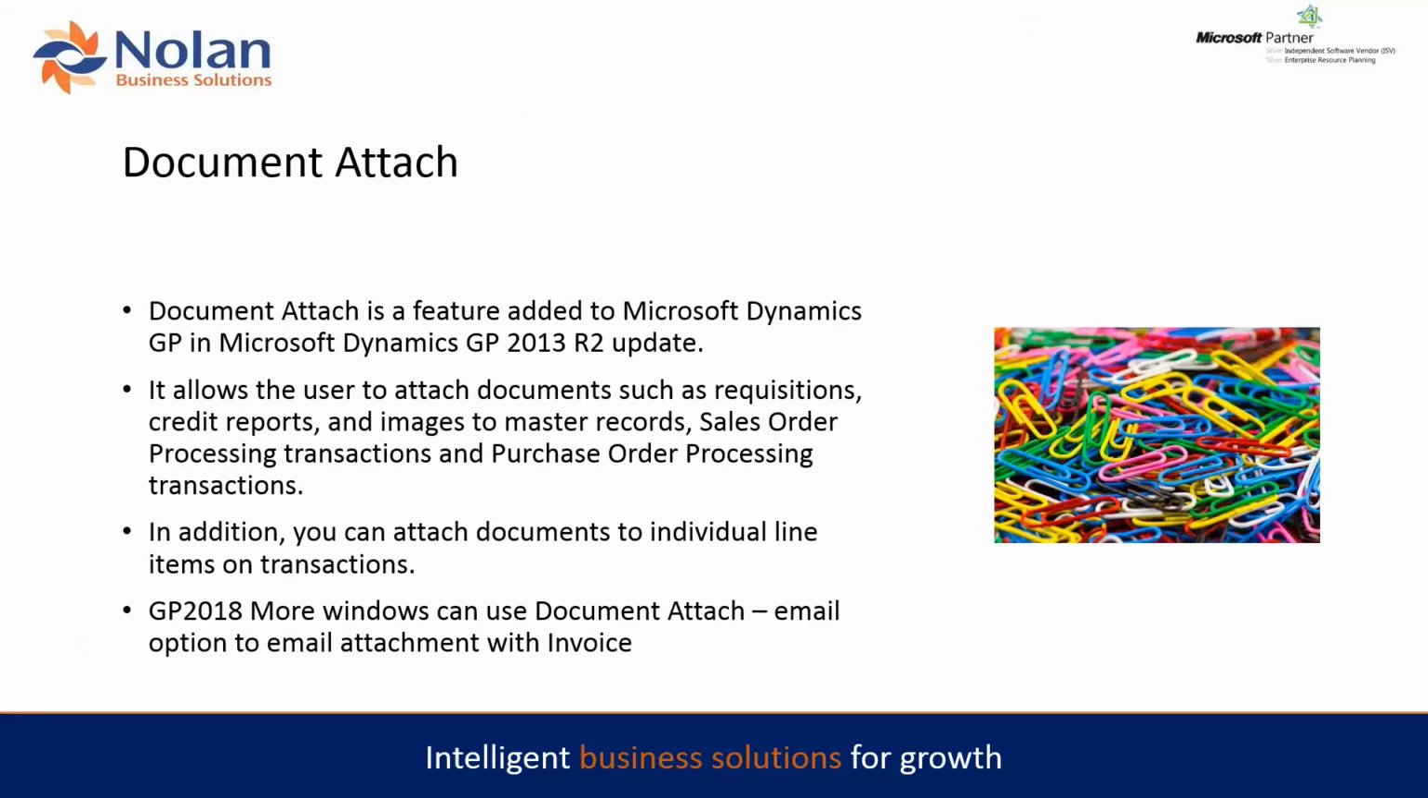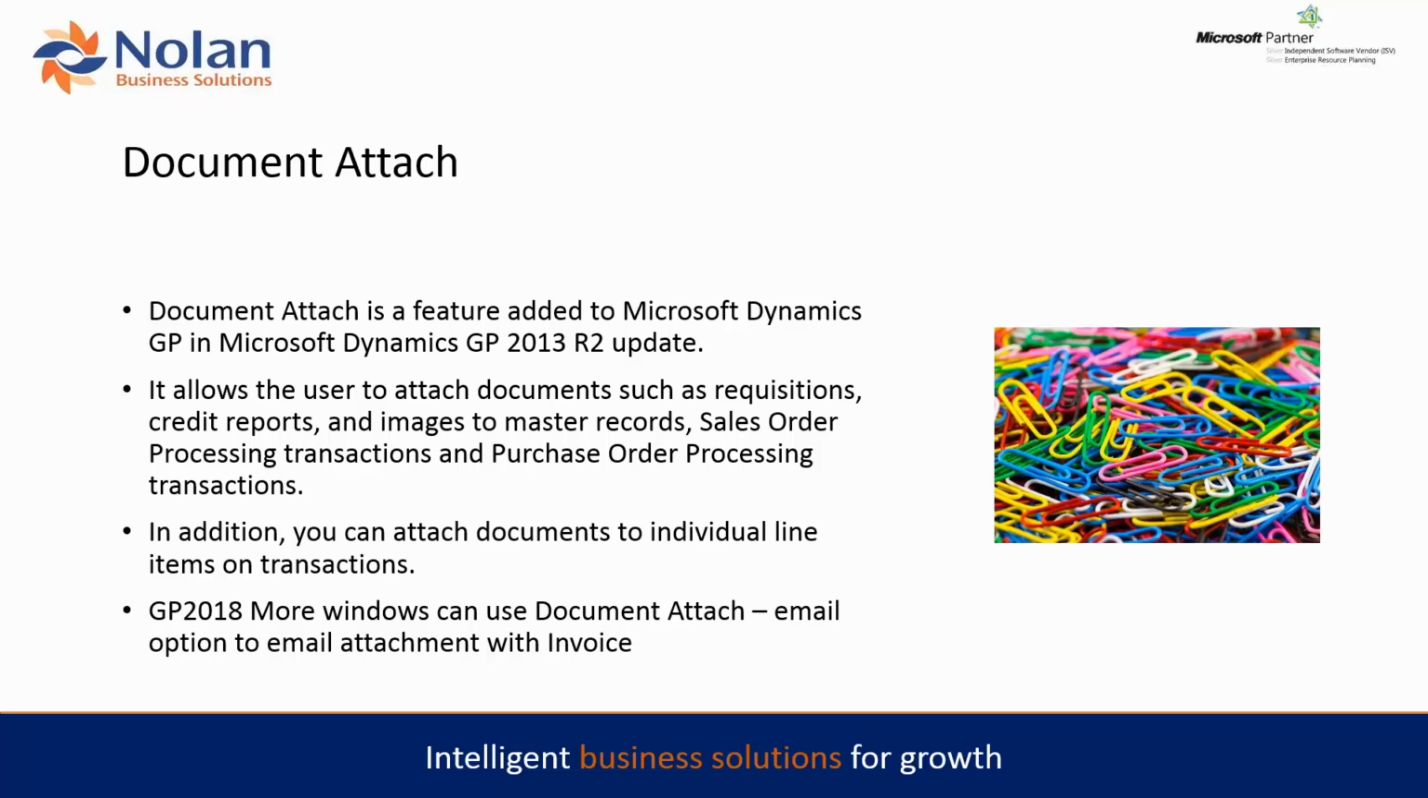The next feature we're going to talk about is document attach. This came out fairly early in the life cycle, but it's been enhanced to link in with requisitions, credit reports, add master records to sales order processing, purchase order processing. In addition, you can attach documents to individual lines within transactions. So if you've got a technical drawing maybe that needs to be linked to a sales order line, you can attach that technical drawing to that sales order line.